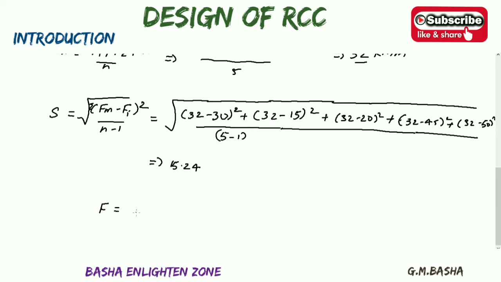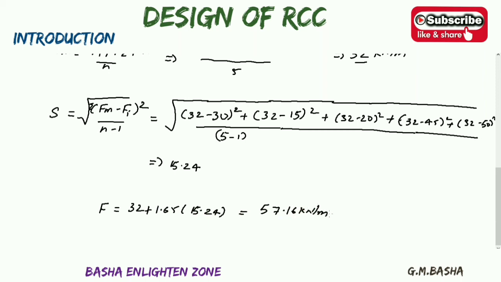Next, characteristic load will be equal to, already you know Fm value, which is 32, plus constant value, which is 1.65 into 15.24, which is the S value. So directly you will get the value of 157.16 kilonewton per meter.